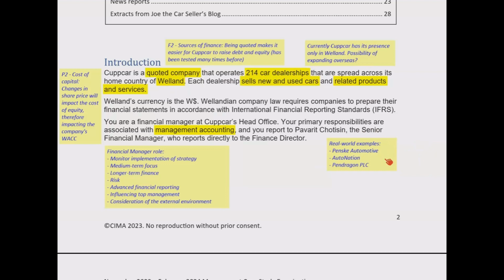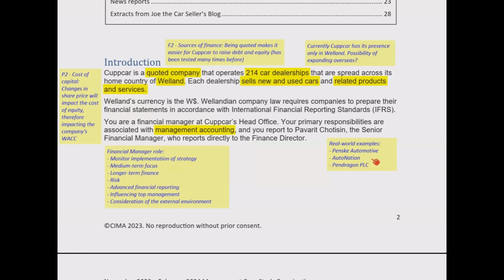Penske is interesting. It's US, but it's global. And it also sells trucks as well as cars. Now, why is that? Perhaps an interesting thought, because when we find out more about Cuppcar, it does sell cars, not trucks. So there's another perhaps opportunity, something that could be presented to us in the exam, and for us to perhaps assess in terms of the financing of that or the implications of that for the business model of Cuppcar.